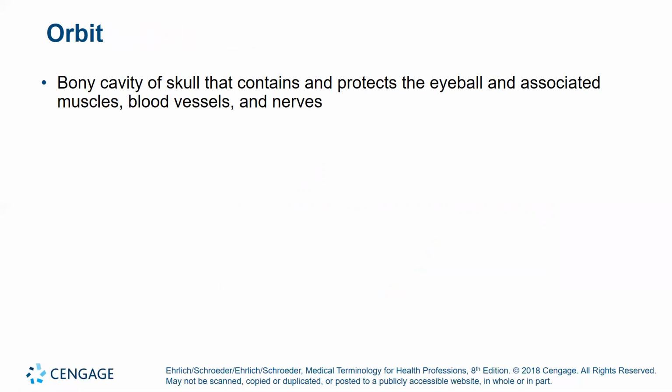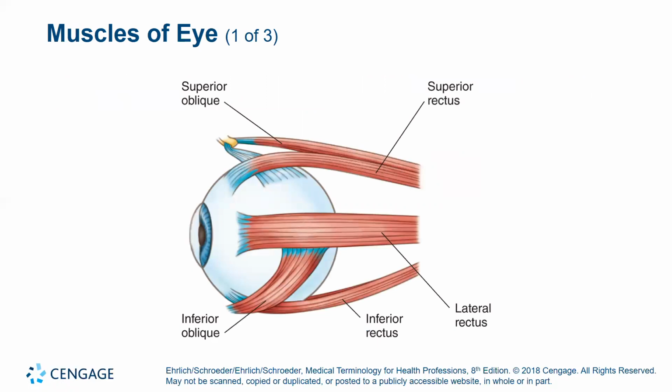It's the bony cavity of the skull that contains and protects the eyeball and associated muscles, blood vessels, and nerves. You can see here the muscles of the eye. There's 6 major eye muscles. We have the superior, inferior, oblique, superior and inferior rectus, and then the lateral rectus, which is right here.